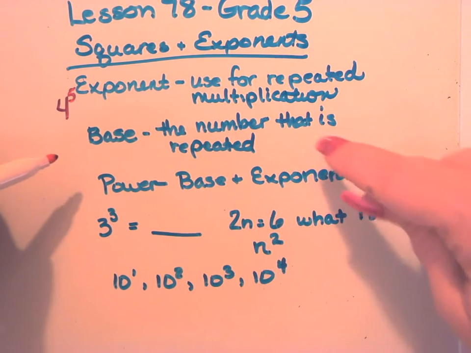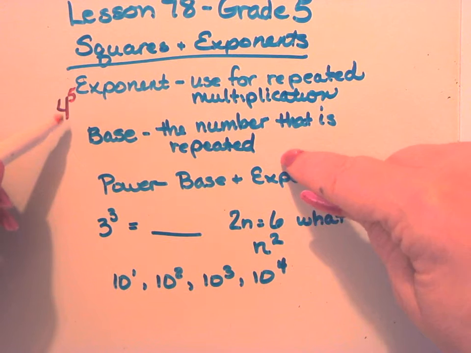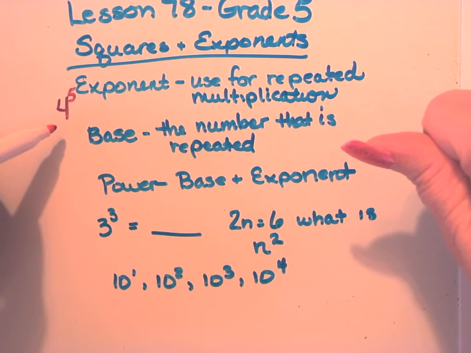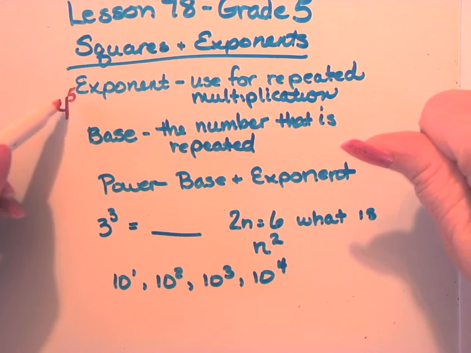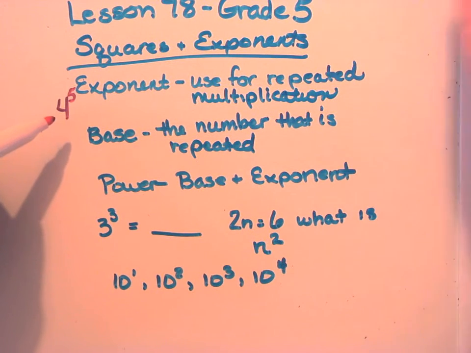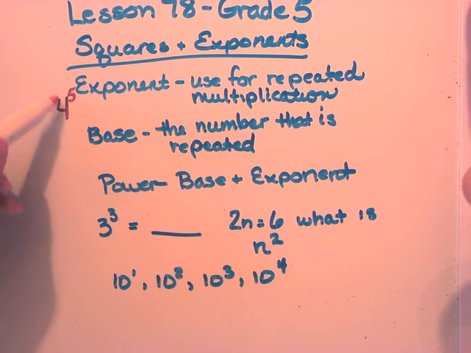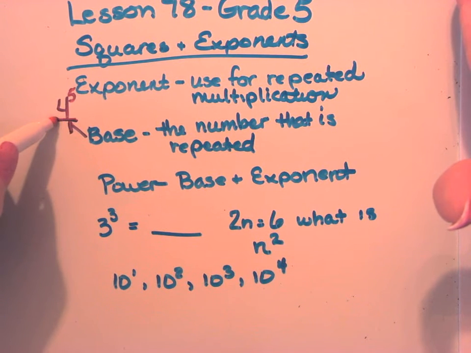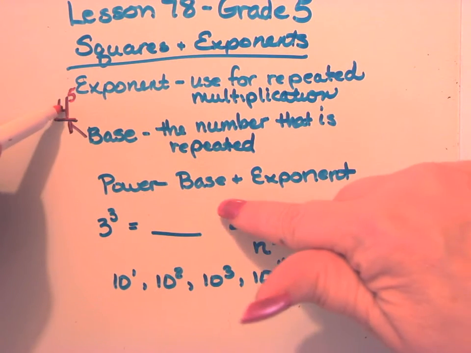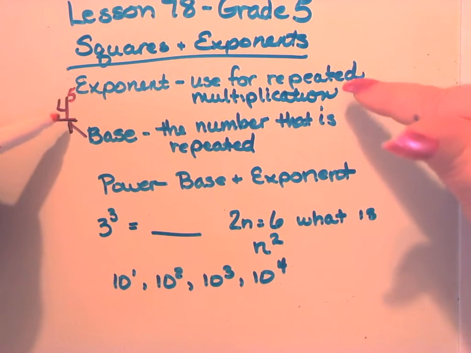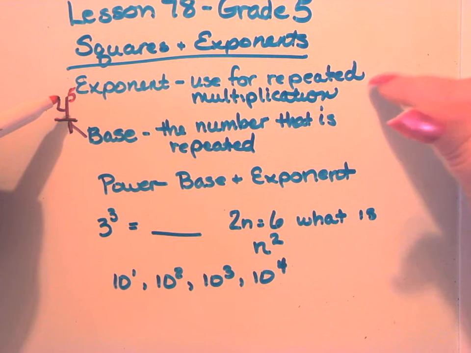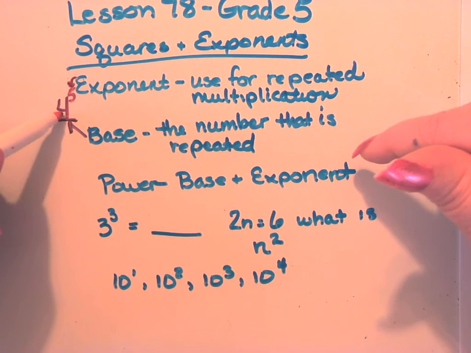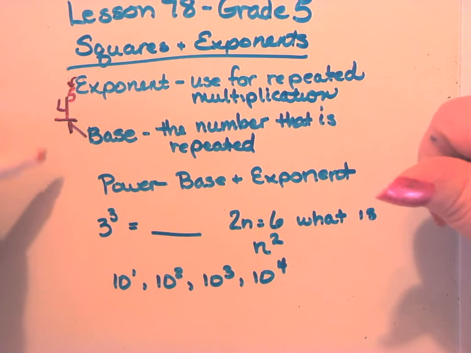Now the base is the number that is repeated. So in 4 to the 5th power, which one's the base? Hopefully you said 4, because 4 is the number that is repeated all the time. So that's considered the base. The power is the base and the exponent. The exponent tells me how many times it's repeated, right? So this is the exponent, this is the base, and the power is both combined.